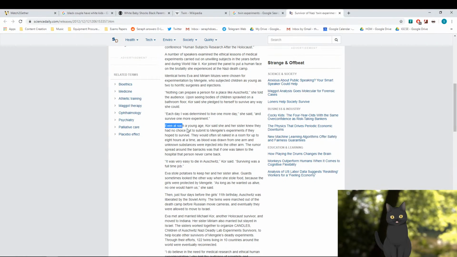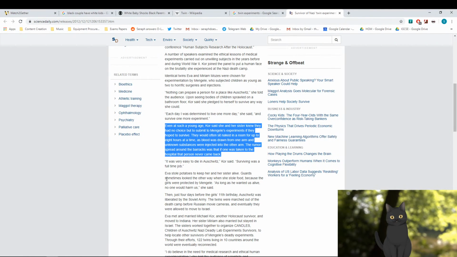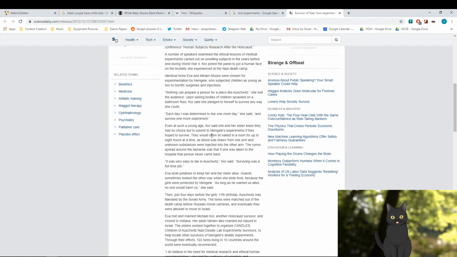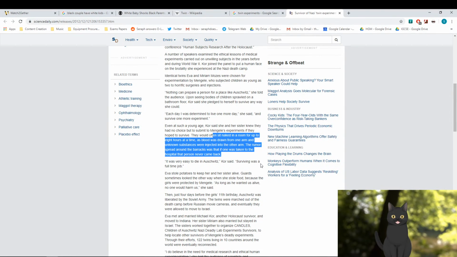This is the focus. At such a young age, both she and her sister, they are twins. They will sit naked in a room up to 8 hours a day as blood was drawn from one arm and an unknown substance injected into the other arm. So they want to see how the body reacts, and then they want to see whether injecting this person and that person, given both of them have the same genes, will they have the same reaction.